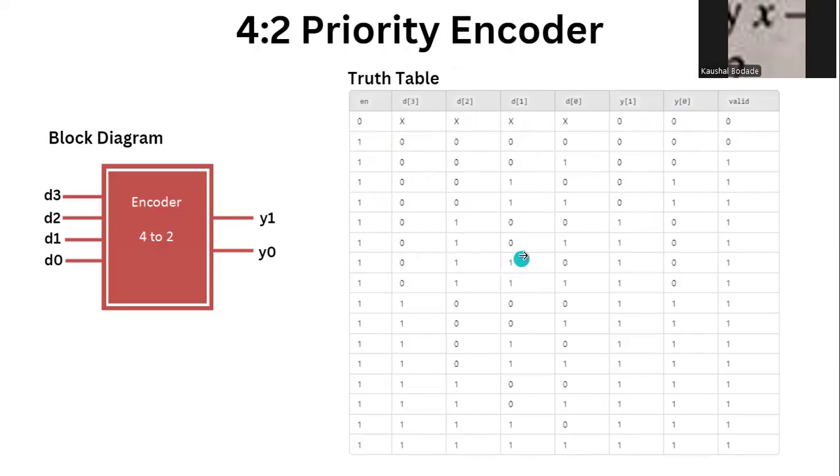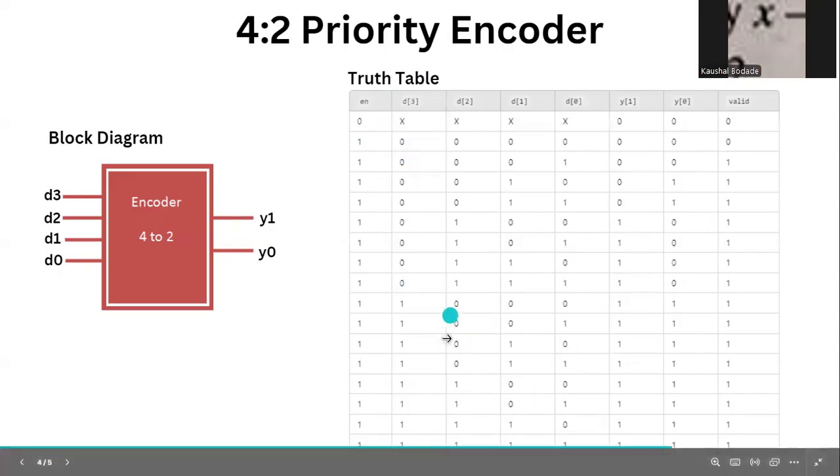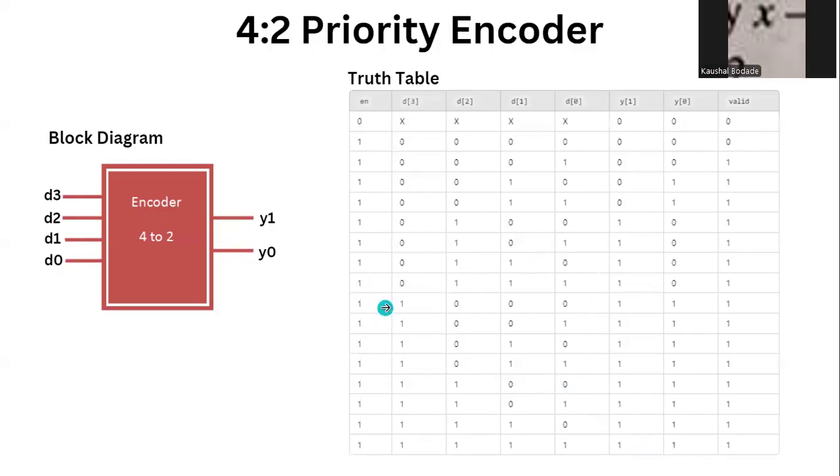So if D1 has 1 in its input but D2 also has 1 in its input, priority goes to D2. So if D2 has 1 in its input, Y1 and Y0 will be 1 0, which means Y1 will be 1 and Y0 will be 0. And same if D3 is the highest priority here. So if D3 is 1, anything in D2, D1 and D0 will be ignored, and if D3 has 1 in its input, Y1 and Y0 will be 1 1.